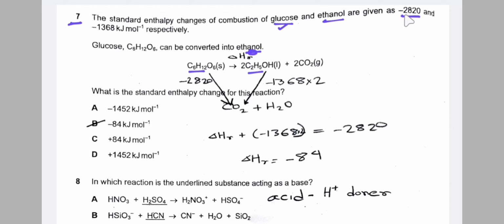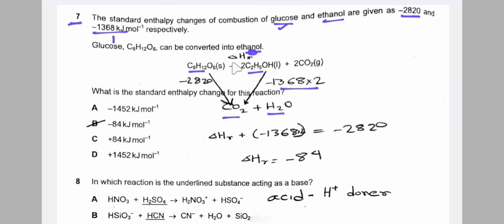combustion of glucose, that is glucose reacts with oxygen to form carbon dioxide and water, and the energy for 1 mole of glucose is negative 2820 kilojoules per mole, and for ethanol the energy is negative 1368 kilojoules per mole. This is for 1 mole, so for 2 moles we have to multiply the value by 2. So this is the standard enthalpy change of combustion.